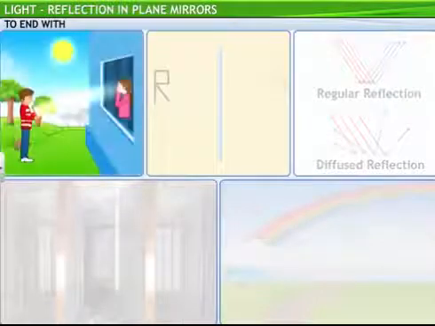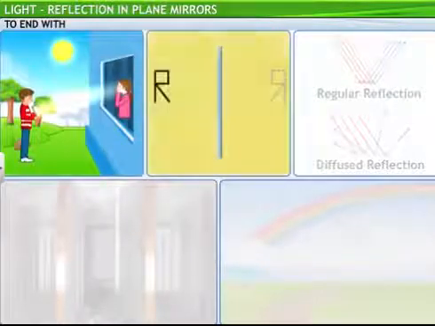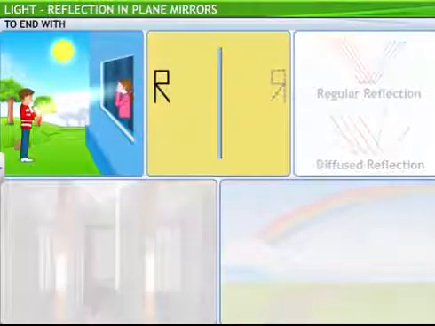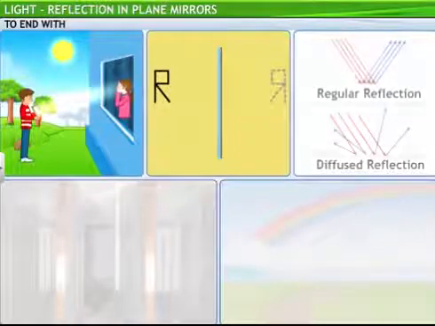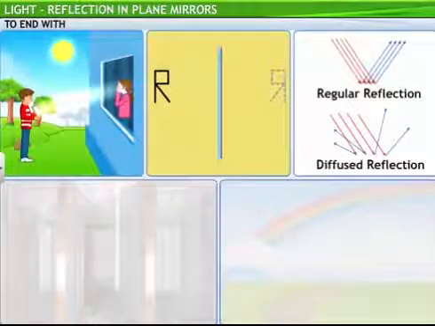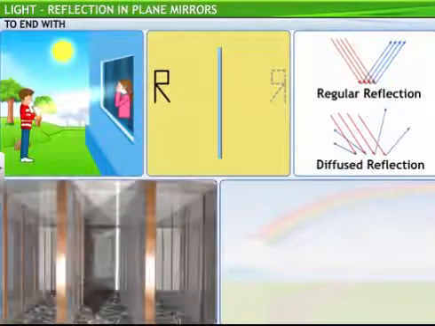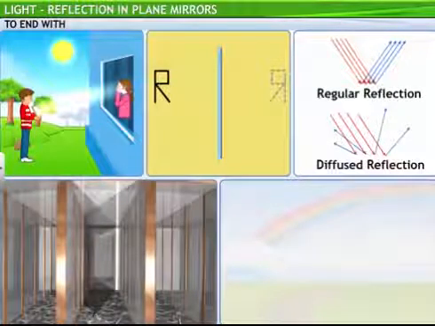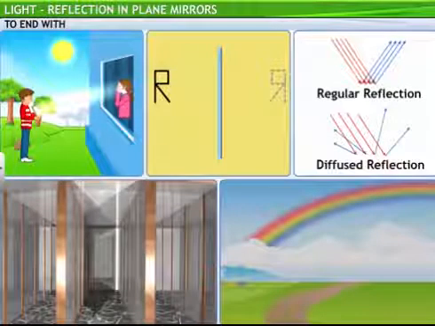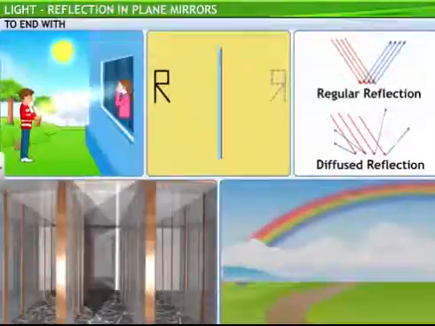This brings you to the end of this lesson on reflection in plane mirrors. In this lesson, you learned to identify the laws of reflection, identify the characteristic of images formed in plane mirrors, differentiate between diffused and regular reflection, explain how a reflected light ray can be reflected again, and demonstrate that sunlight is formed of several colors.